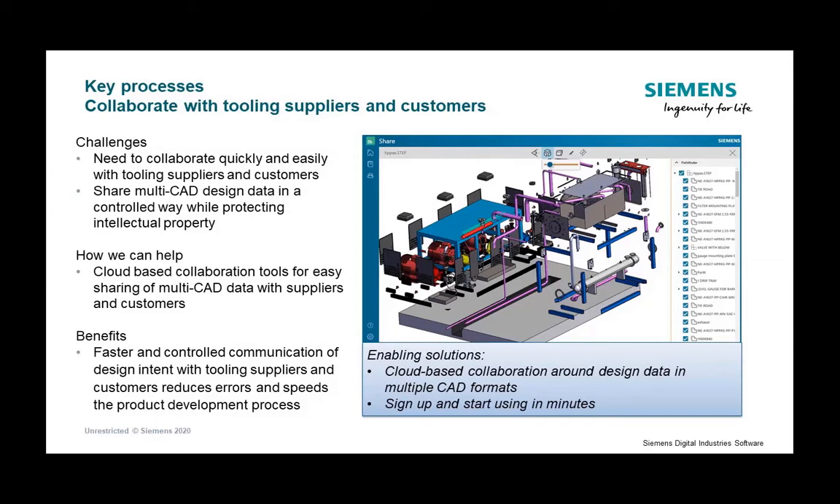Examples of collaboration can include working with a customer who is in a remote location to review the performance of a component or a system, or working with a tooling manufacturer to investigate an issue you have encountered in your manufacturing process. Siemens has easy-to-use cloud-based collaboration tools that enable you to share design data that was created in many different CAD formats with customers and suppliers. And this can be done in a way that protects the intellectual property of your designs.